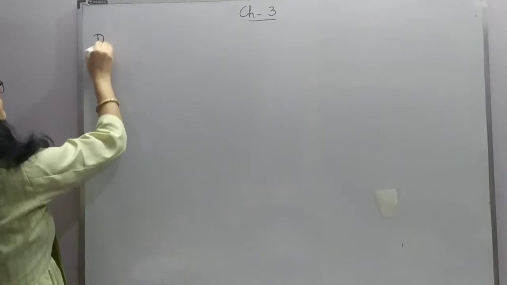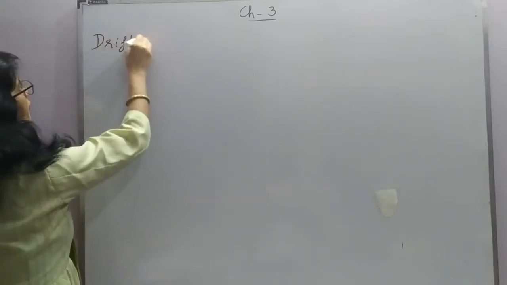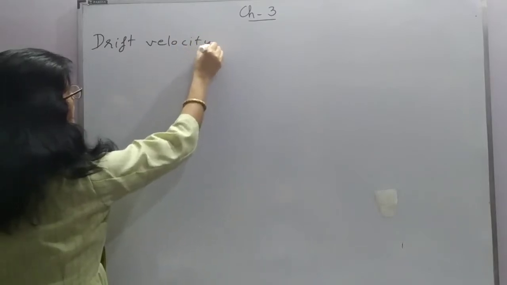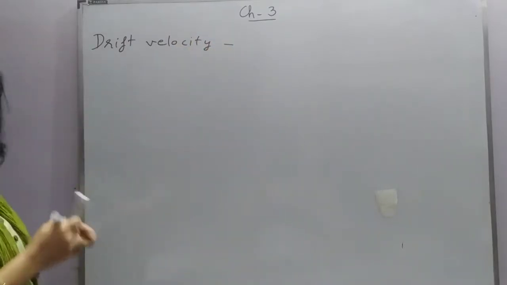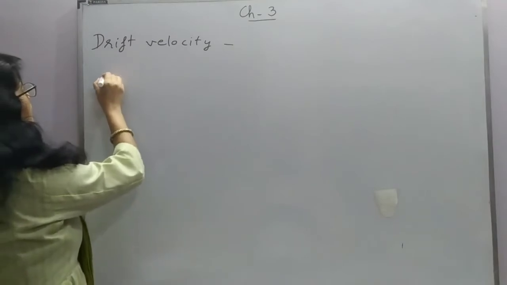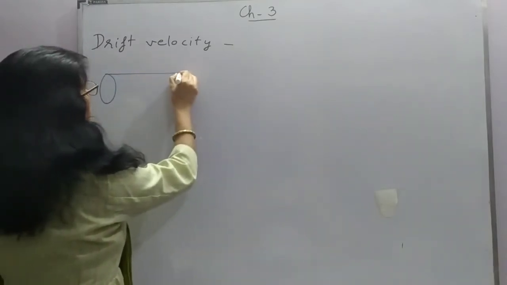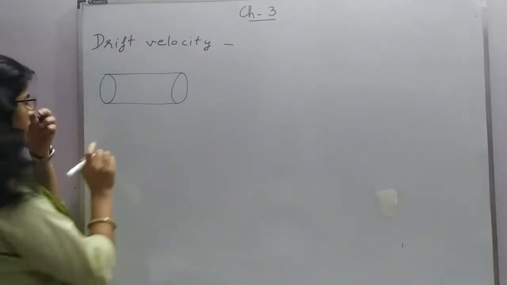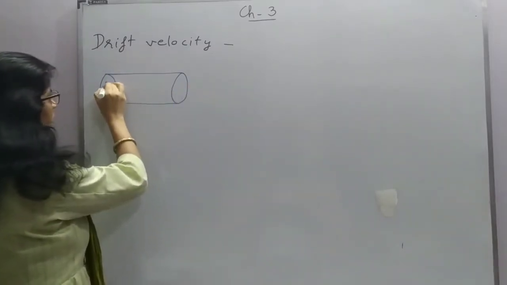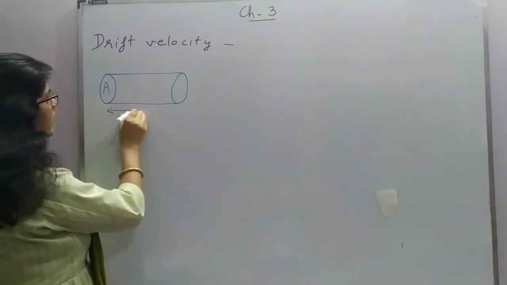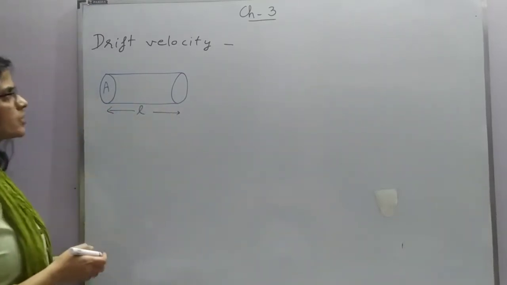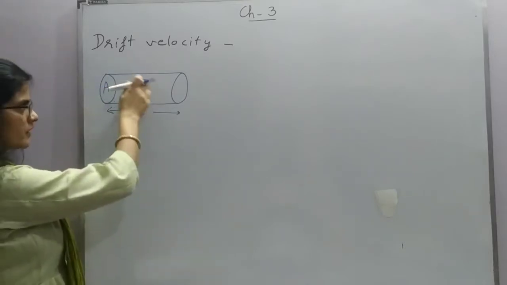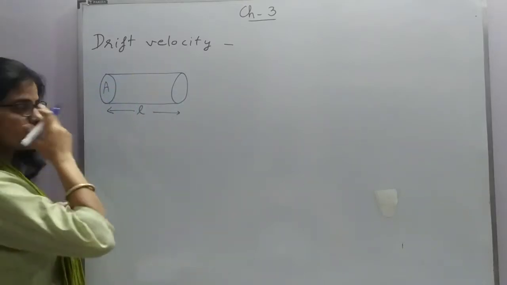We are considering a piece of a conductor, say suppose a wire, right, of uniform cross-sectional area A, and the length of this piece of wire is suppose L, right? And let's say suppose we know that it has free electrons. This is a conductor, that's why.